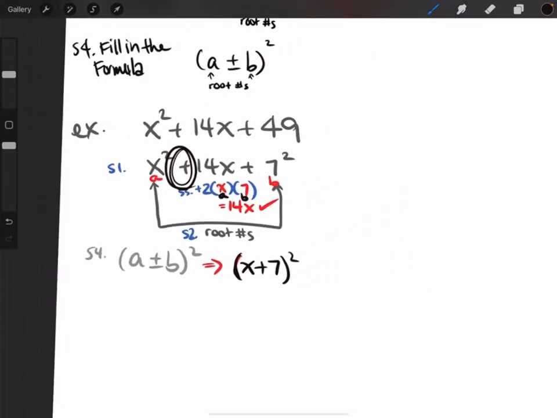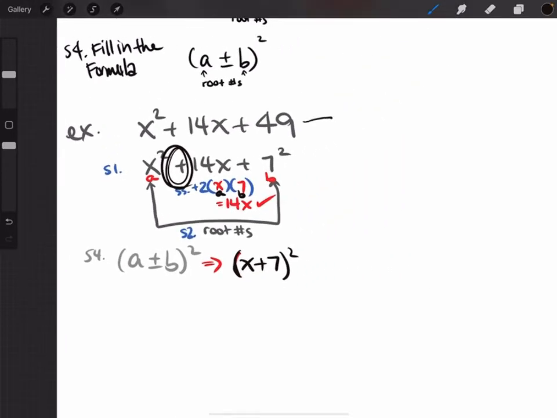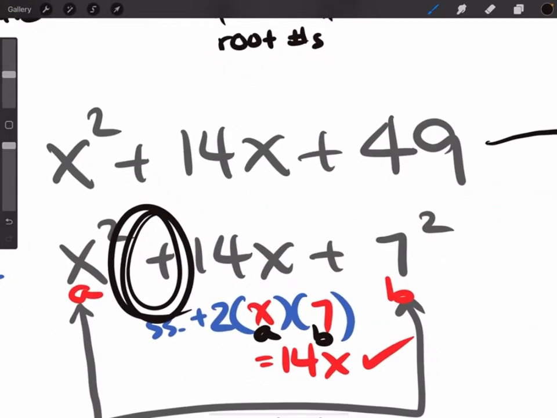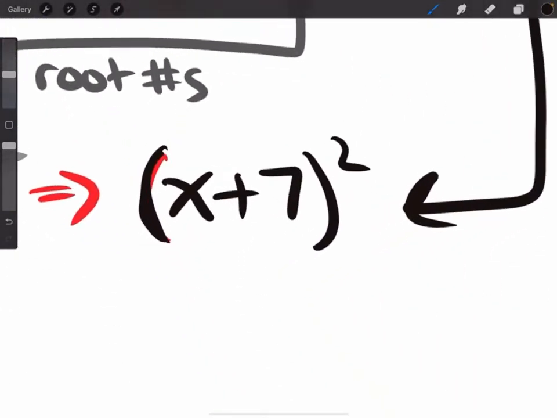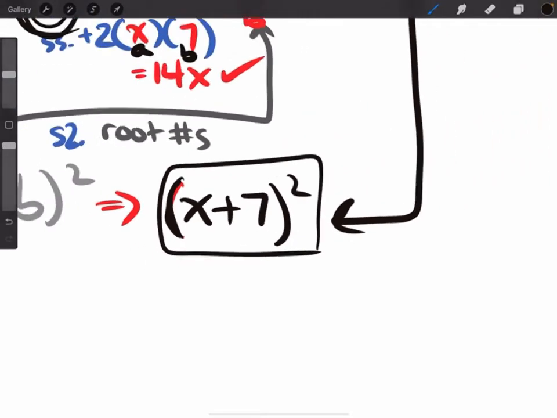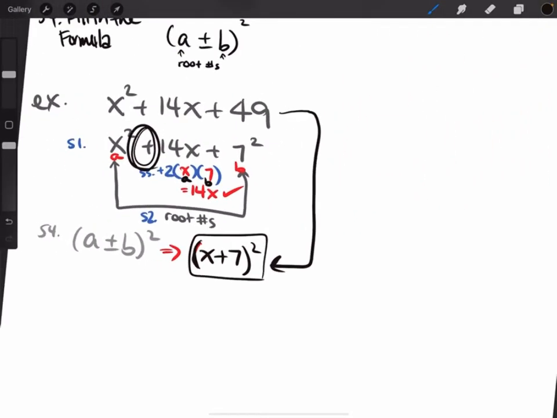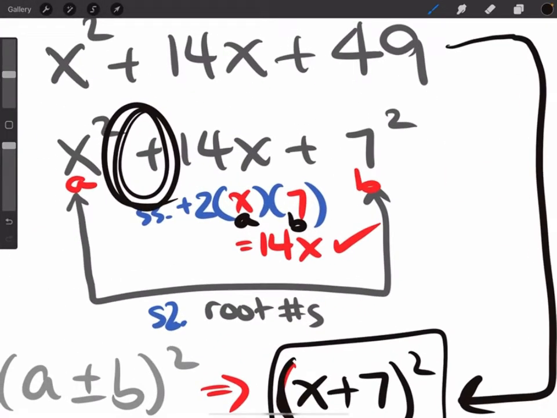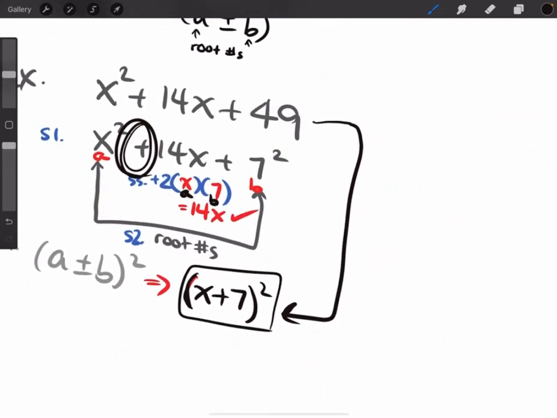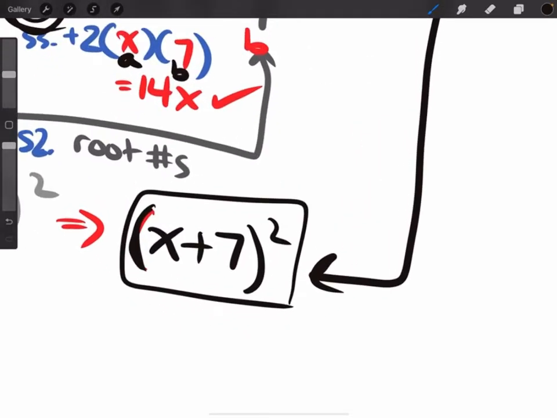So basically what it's saying is that this whole thing is a perfect square trinomial, and this is how you factor it, okay? So it's all in the question. They will ask you, is this a perfect square trinomial? And then you do the steps and process, and you say, hey, it is, right? And so if it is, then how do you factor it? So this is the factorization.